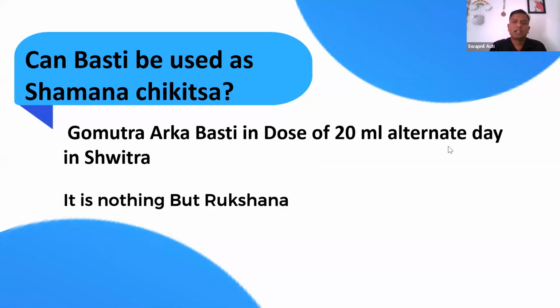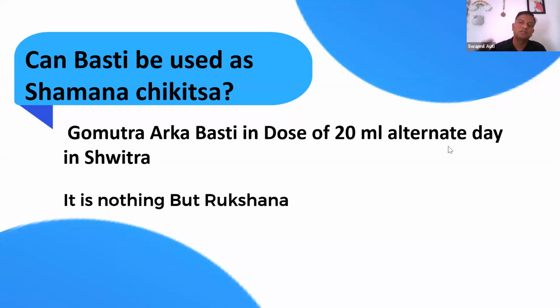Now, can we use Basti as a Shaman Chikitsa? It is also an important question, because there is a fine line between Shaman and Shodhan. Sometimes Basti acts as a very good Shodhan Chikitsa, and sometimes it gives a Shaman effect also. How it acts depends upon the dose and the method that you are using. I have come across one clinical application of Basti where Gomutra Arka was administered in a dose of only 20 ml. It was concentrated Gomutra Arka, not diluted.